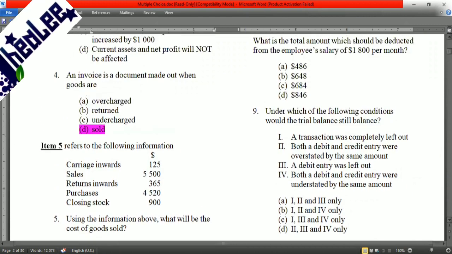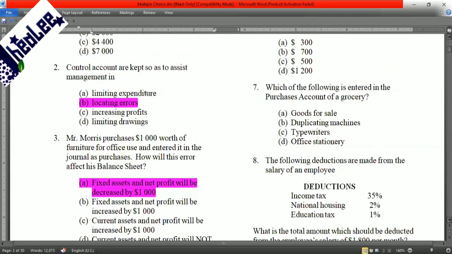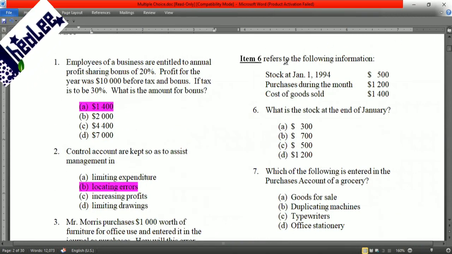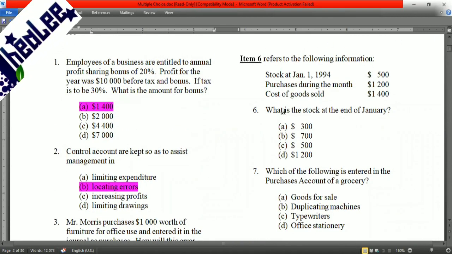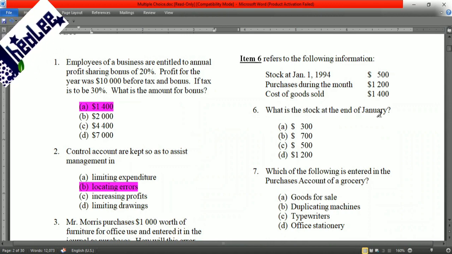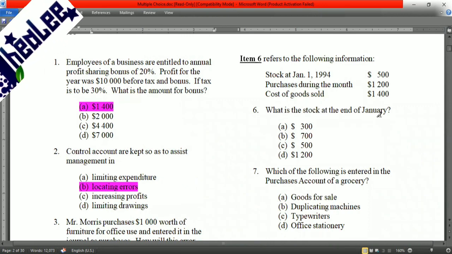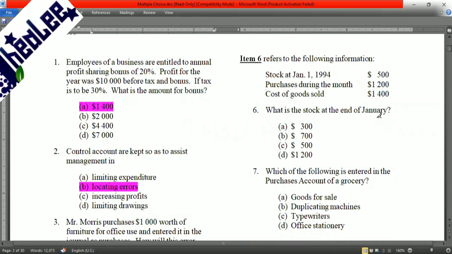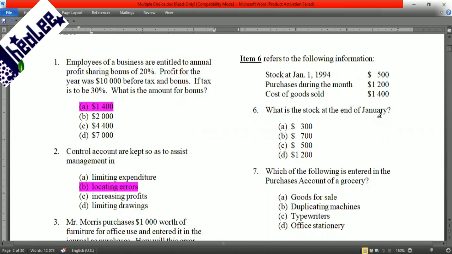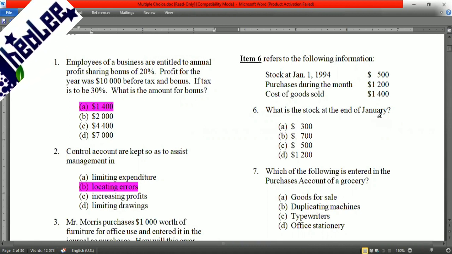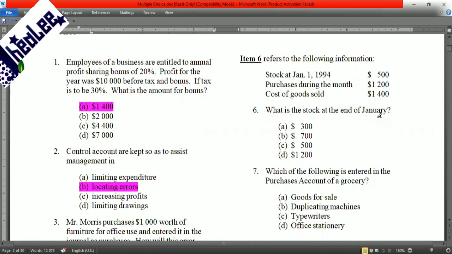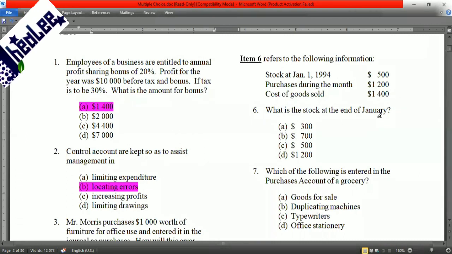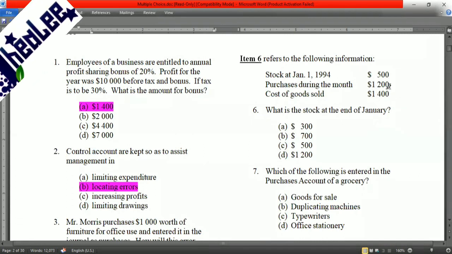We're going to look at question 6. Item 6 refers to the following information. What is the stock at the end of January? So you're presented with opening stock, purchases during the month, and cost of goods sold for the period. Because you have your cost of goods sold, all you're going to do is use that knowledge in ascertaining your cost of goods sold, and then you solve for the missing item. The missing item would have been your closing stock, right? So you're going to add your opening stock to your purchases.